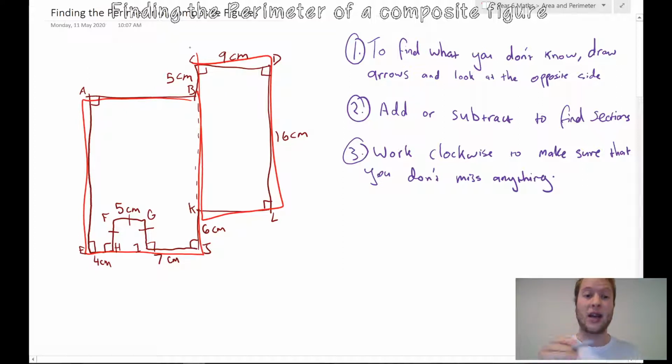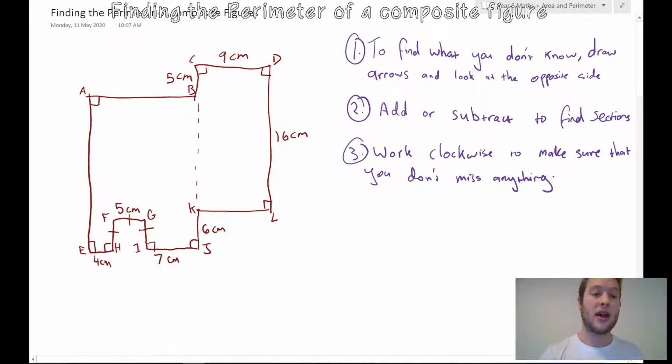Perimeter is just adding up all of the outside edges, just like it would be a fence for a farm or something like that. I wouldn't want to add anything internally. So see this dotted line shows that I'm not adding that line. It's just to show that the two rectangles are together.